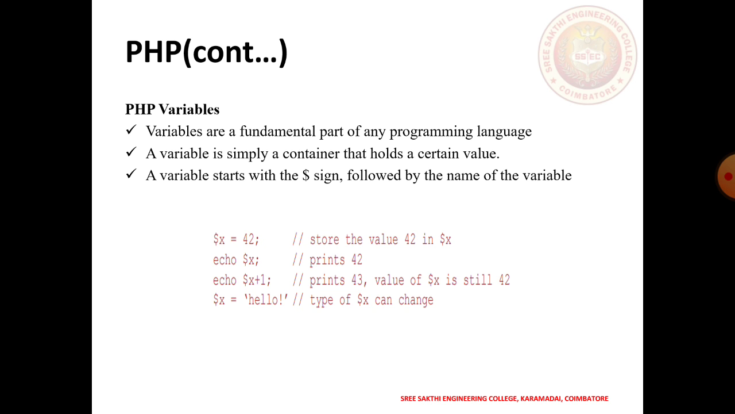PHP variables. PHP variables are fundamental parts of a programming language. A variable is a container which stores values. In C, a variable can be declared as x equal to 10. But in PHP, before the variable, we have to insert the dollar symbol. So $x equal to 42.